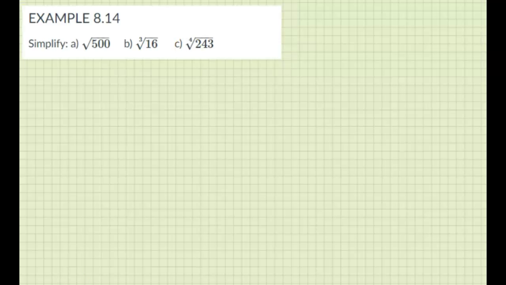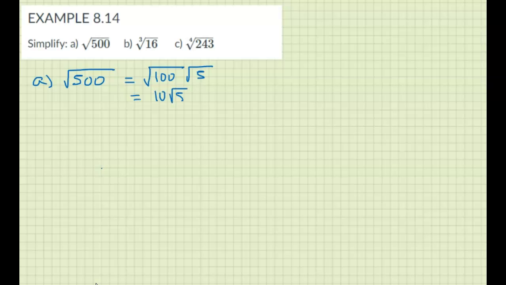Alright, let's look at this problem. So we want to simplify some of these radicals. So A, we have square root of 500. Now this is a bigger number, but again, if you can recognize that, oh, this is square root of 100 times square root of 5. 100 is a perfect square. This is 10 times 10. So you can say this is 10 square root of 5, and you're done.